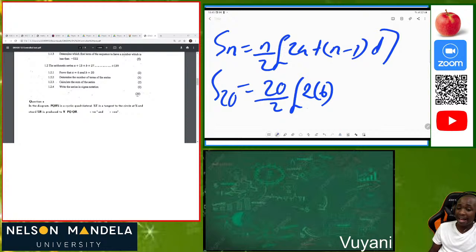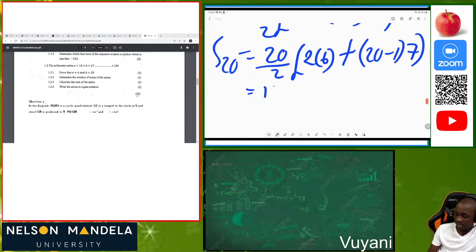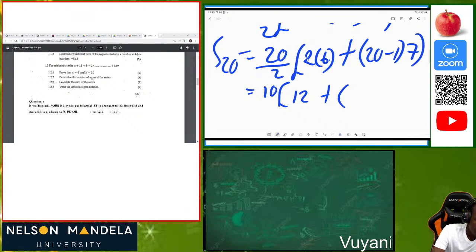Our a is the first term of the sequence, which is 6, plus (20 minus 1) times d, which is 7. Then we use our calculator here. We know that 20 divided by 2 is 10. We know that this is 12 plus 20 minus 1, which is 19. 19 times 7 is 133. So now it's just going to be 133.